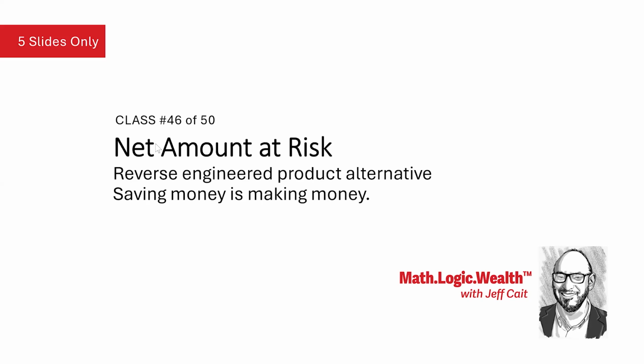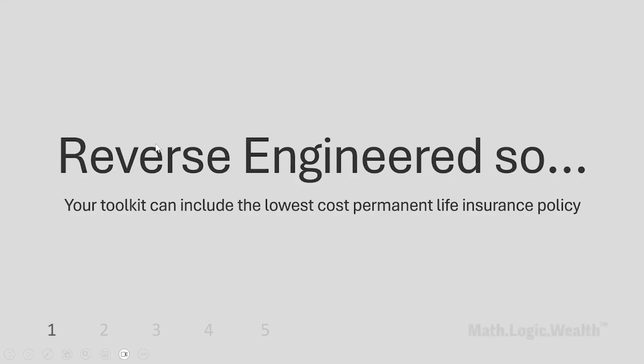So the first slide I'm going to is reverse engineered. So your toolkit can include the lowest cost permanent life insurance policy. So let's challenge conventional product thinking. Yes, insurance companies offer policies with increasing death benefits and growing cash values for lifetime access. But here's what they don't emphasize.